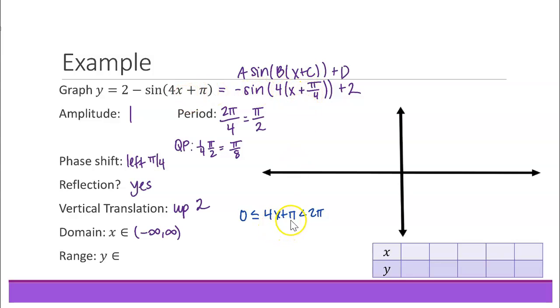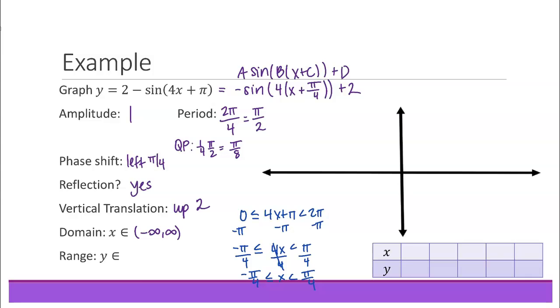So now here I'm going to solve for x. If I solve this 3-part inequality, I'm going to subtract pi from all 3 parts. So I have negative pi is less than or equal to 4x is less than or equal to pi. 2 pi minus pi is pi. Go ahead and divide everything by 4 here to get the x in the middle by itself. So what we have is negative pi over 4 is less than or equal to x is less than pi over 4.